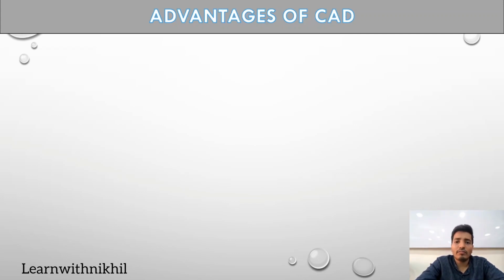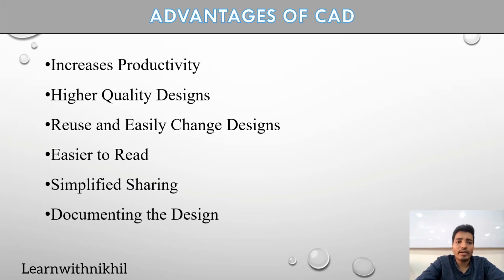And finally, one of the last topics of this chapter is the advantages and disadvantages of CAD. The various advantages of CAD are that it increases productivity, gives higher quality designs, and allows you to reuse and easily change designs. In CAD software, you can easily change the designs. It is easier to read if you are giving it to an architect or any other engineer. Sharing is simplified, you can share it online. Earlier we had to carry large blueprints and everything. Now it can be shared through mail, anything. The documentation of the design is very easy. You can keep tabs on whatever changes are made. So these are a few of the advantages of CAD.